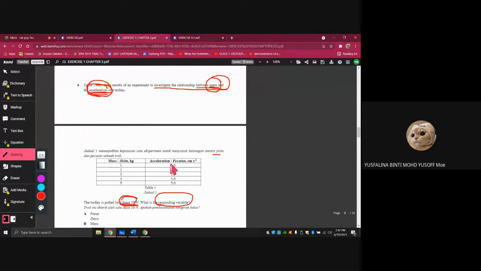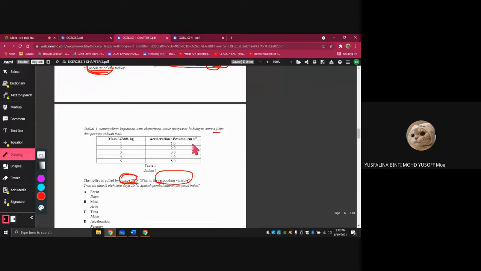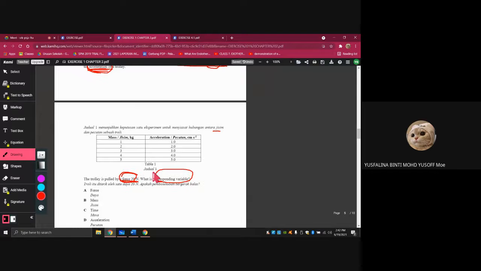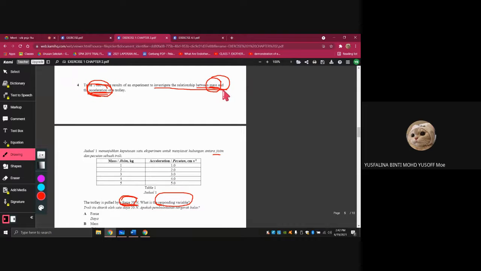So that's why the force cannot be the responding variable. Some of you said the force is the responding variable, so you have to know the difference. The acceleration is the one that you need to know. It's the one that you want to find at the end of the experiment.